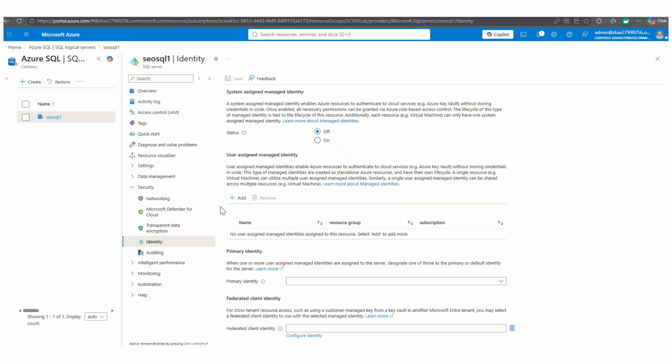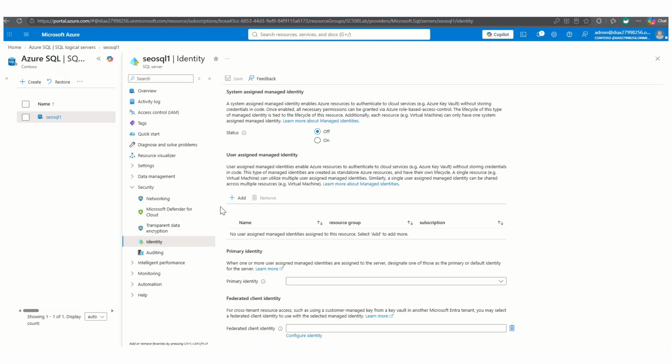This kind of identity enables Azure resources to authenticate to cloud services, again, Azure Key Vault, without storing credentials in code, same as the system assigned managed identity. But this type of managed identity is created as a standalone Azure resource, and it has its own life cycle.